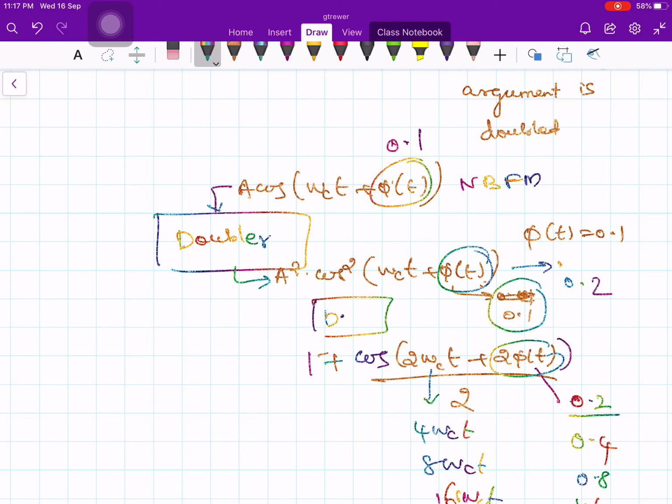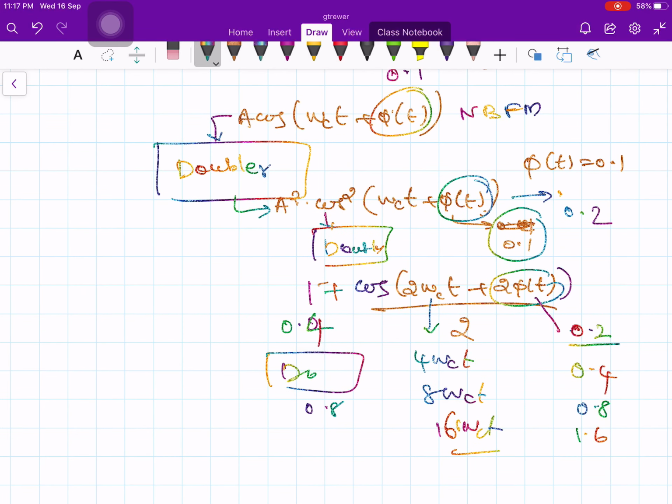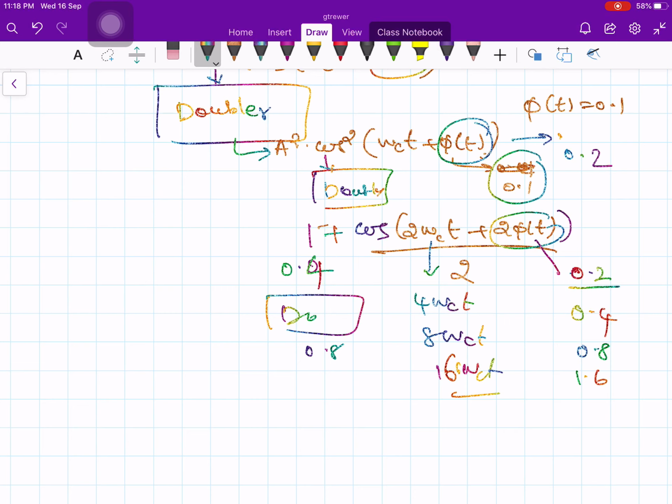Again pass it through a doubler, then 0.2 becomes 0.4. Then again you pass it to the doubler, it becomes 0.8. Therefore slowly we are moving from a narrowband FM signal into a wideband FM signal through a process called the frequency multiplier. So if you have a frequency multiplier, then it's very easy to convert a narrowband FM signal into a wideband FM signal. Therefore the frequency multiplier multiplies the argument of the cosine or sinusoidal function by a certain factor.